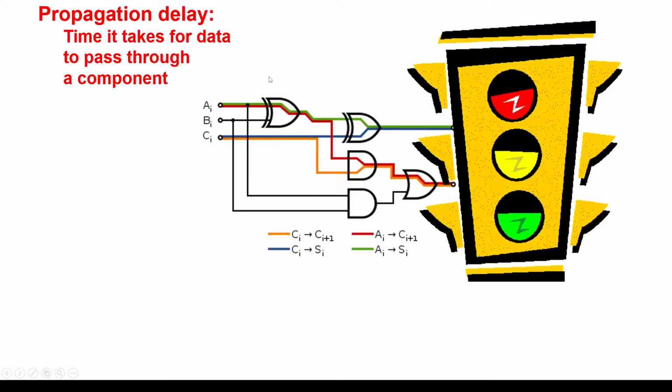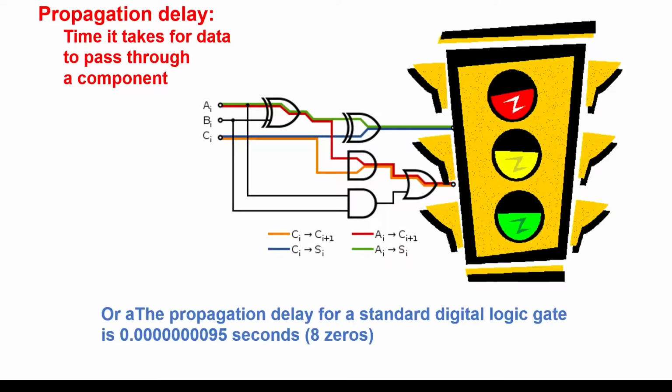The reason we're doing this in a presentation that has to do with powers of 10 notation is that the propagation delay can be represented as a base number. The base number for propagation delay for a standard digital logic gate is 0.0000000095 seconds. That's 8 zeros after the decimal. That can also be stated as about 9.5 microseconds. We'll be talking about how to make these conversions in this presentation.